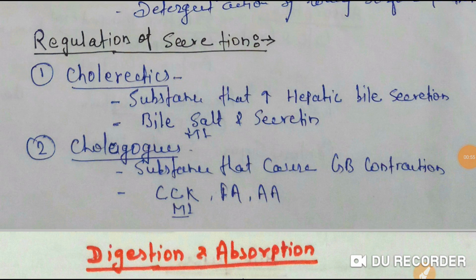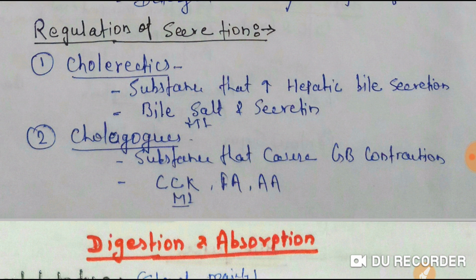The regulation of the secretion: the choleretic property, choleretic and cholagogue. The choleretic means a substance that increases the hepatic bile secretion, that means bile salt, and secretin. These are most important. And the cholagogue is a substance that causes gallbladder contraction, which is CCK, most important, and also fatty acids and amino acids.